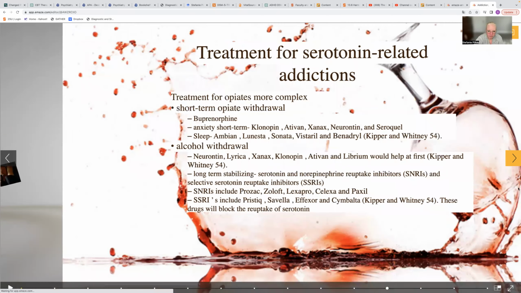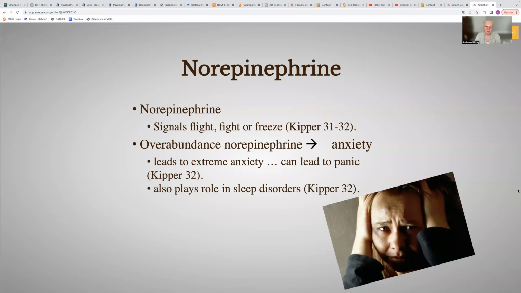All right, norepinephrine. Norepinephrine signals the fight or flight or freeze response. Remember, norepinephrine synonymous with noradrenaline. If you have an overabundance of norepinephrine, this leads to intense anxiety, which can lead to panic and panic disorders. It also plays a role in sleep disorders. So does serotonin, because they both are involved in regulating your sleep-wake cycle.